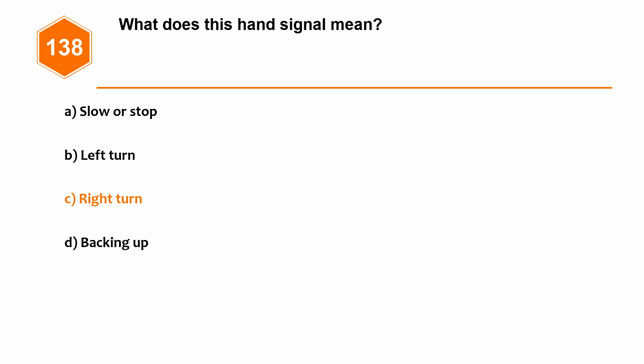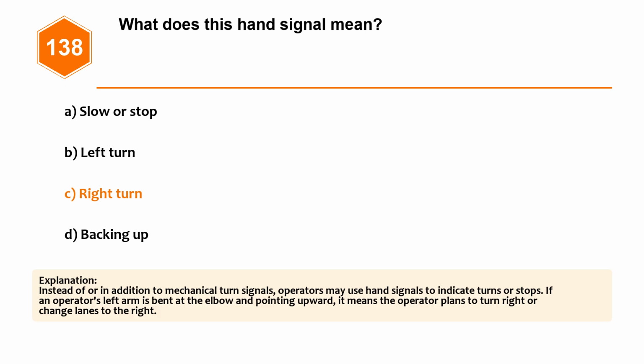The correct answer is option C. Right turn. Explanation. Instead of or in addition to mechanical turn signals, operators may use hand signals to indicate turns or stops. If an operator's left arm is bent at the elbow and pointing upward, it means the operator plans to turn right or change lanes to the right.